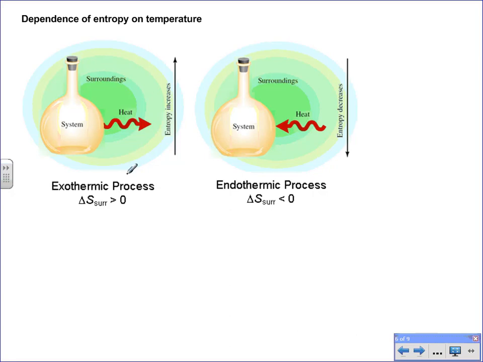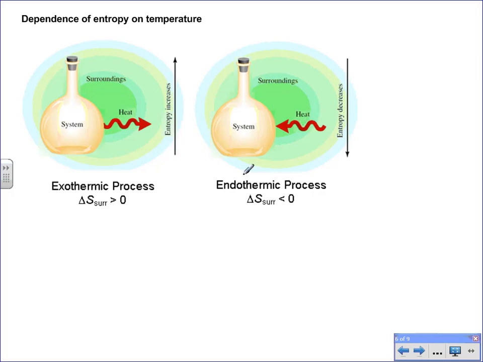When you have an exothermic process, you have heat being released. That heat is being released to the surroundings, and the impact on the surroundings is that there's a temperature change, and so the entropy of the surroundings is increasing. In an endothermic process, heat is being absorbed by the system from the surroundings, which means that the temperature of the surroundings is decreasing, which in turn means that the entropy of the surroundings is decreasing.